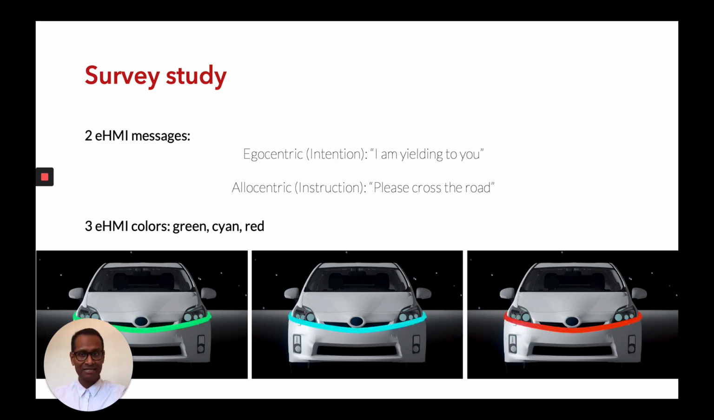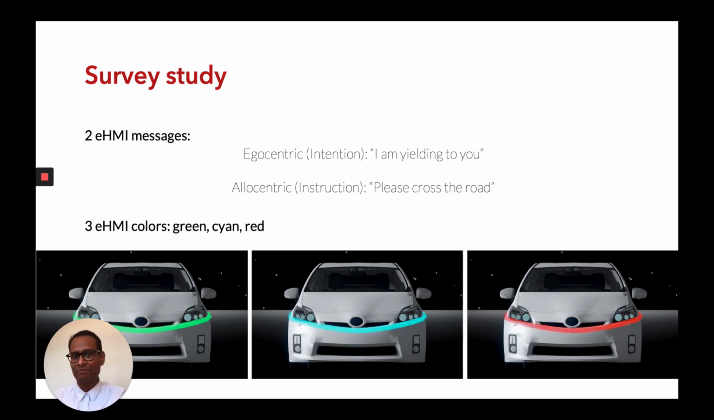The second independent variable was the color of the light band eHMI. We evaluated 3 colors, green, cyan, and red. Cyan because we wanted to evaluate its efficacy in this context, particularly because it is trending as the color of choice for eHMIs in the research community. The green and the red colors were chosen because they are typically understood as colors for stop and go in traffic context.